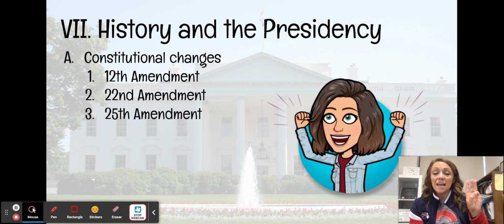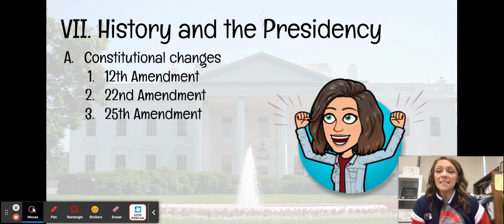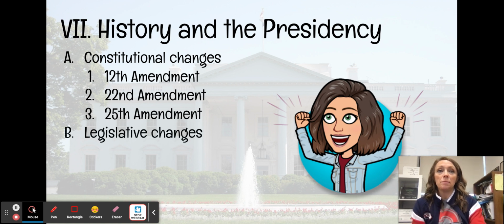And it also says that if the president is unable to fulfill his responsibilities, his cabinet can vote to put the vice president in charge. And we'll talk more about that in class as well.